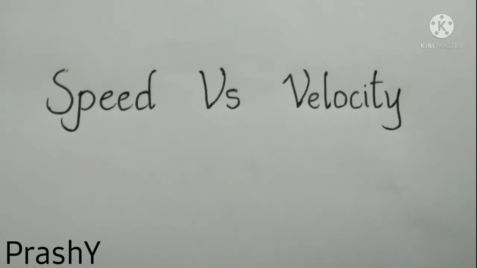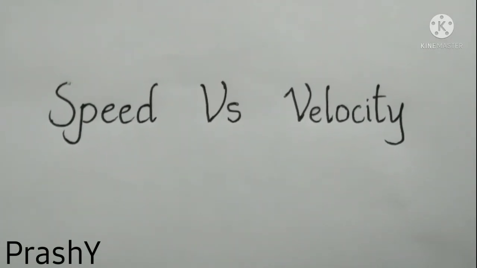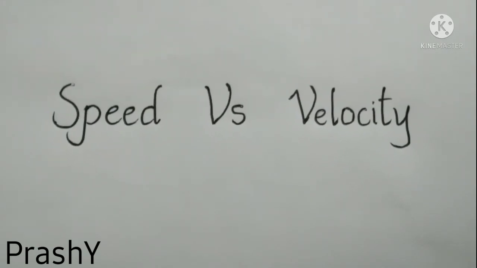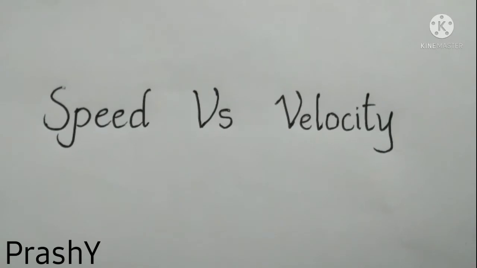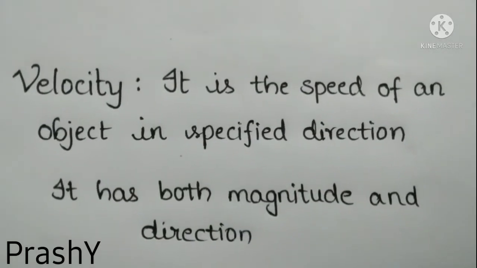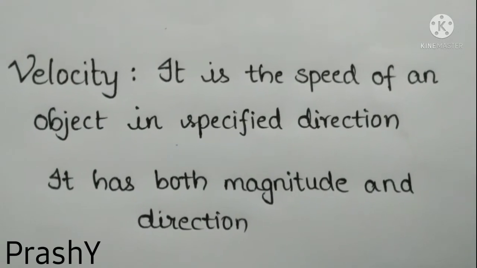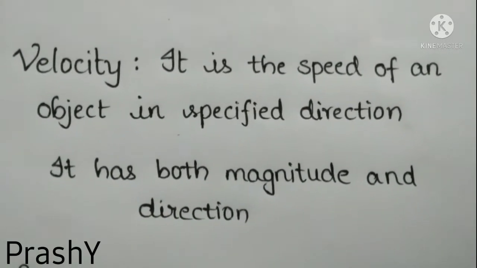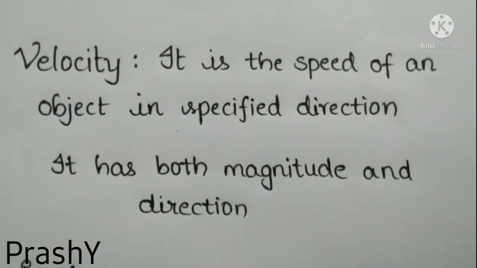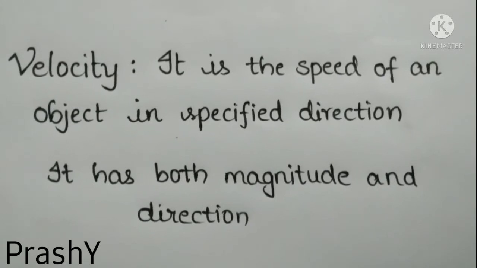So generally bodies may not move in a particular direction throughout their journey. So we need to define another physical quantity, that is nothing but velocity. So let us see what is velocity. Velocity is the speed of an object in a specified direction. That means velocity has both magnitude and direction. So when the body is moving with a certain speed in a particular direction, then we call it velocity.